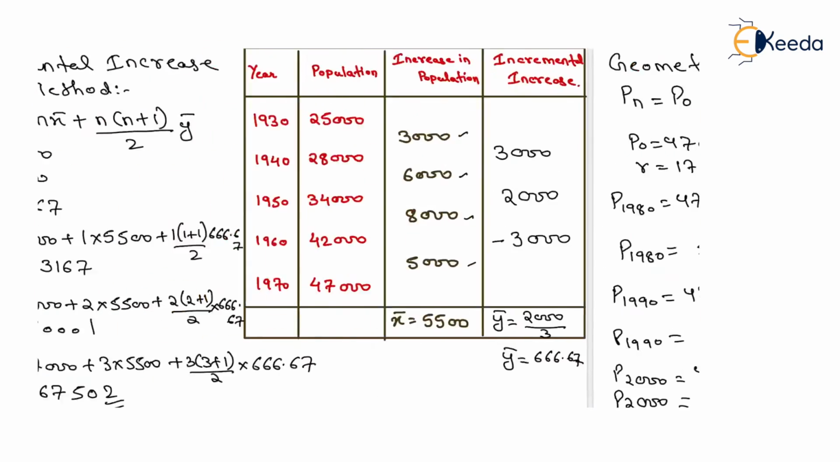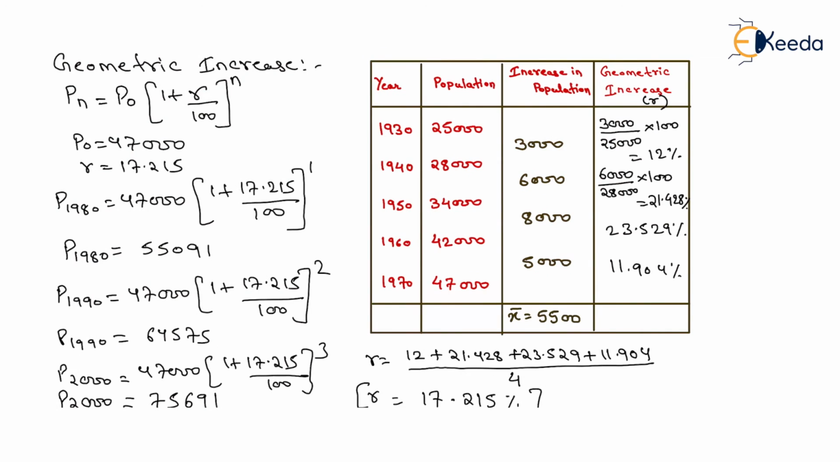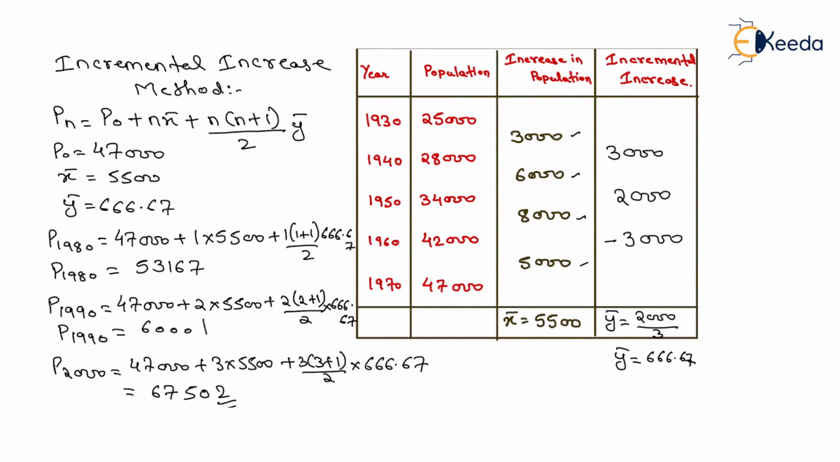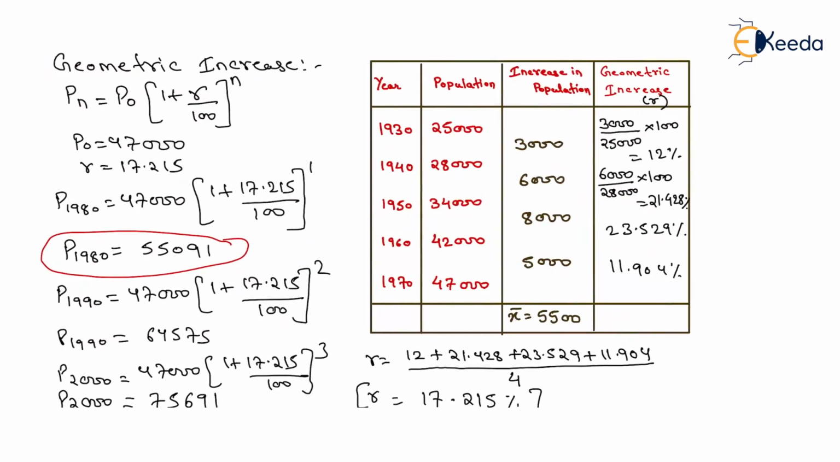Now from all the three methods, that is the arithmetic method, incremental increase method and geometric increase method, the population which will be coming maximum will be the geometric increase population. You will see the population of 1980 according to geometric increase will be 55091. As per the incremental increase, it will be 53167, and as per the arithmetic increase, it will be 52500. So from all these three values, the maximum value will be calculated from the geometric increase. That's why we will use the geometric increase method for the younger cities.